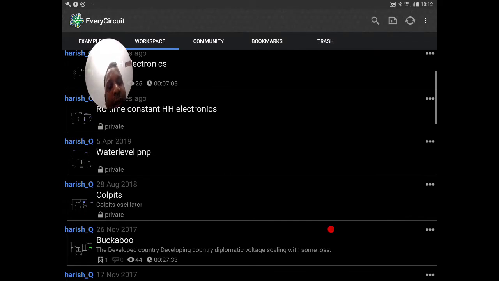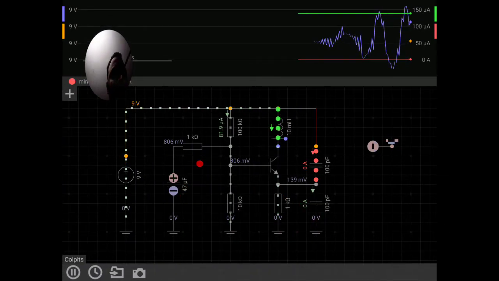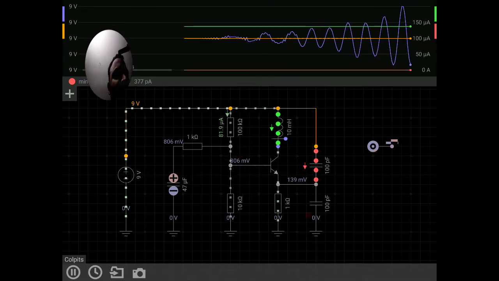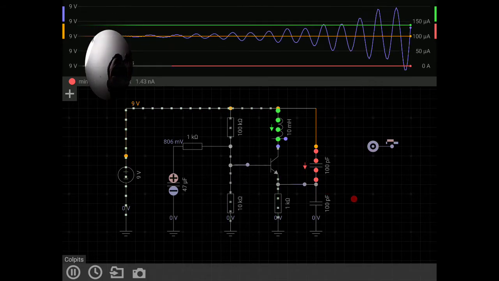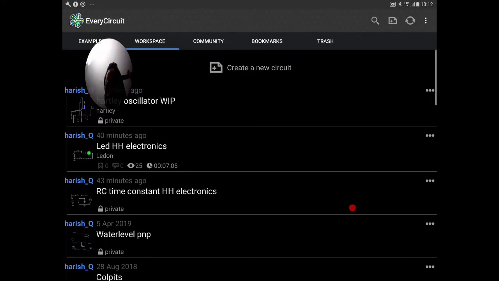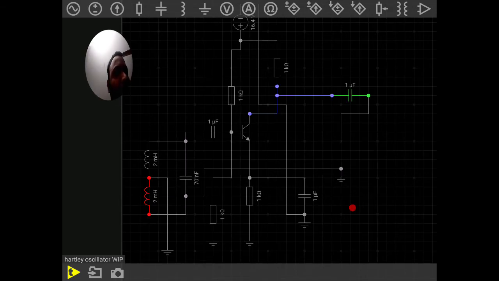And this is a Colpitts oscillator. This forms the RC time constant, RLC time constant, and then you are able to get a Colpitts oscillator oscillating at a frequency of about a megahertz. And this is a Hartley oscillator. There is some circuit problem, so it doesn't work.